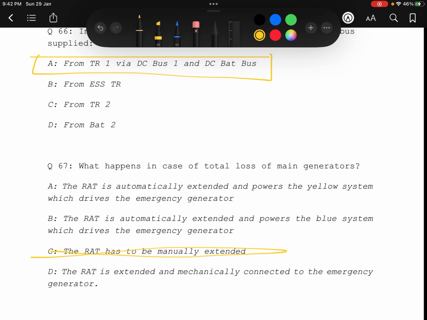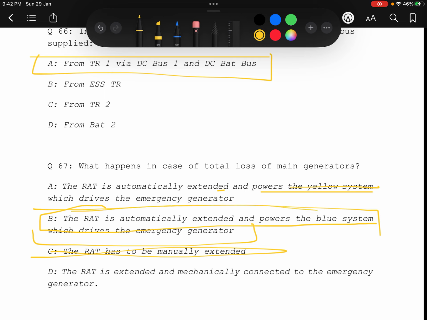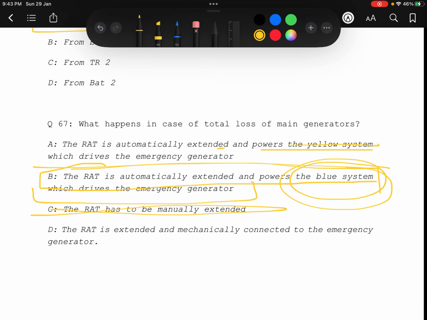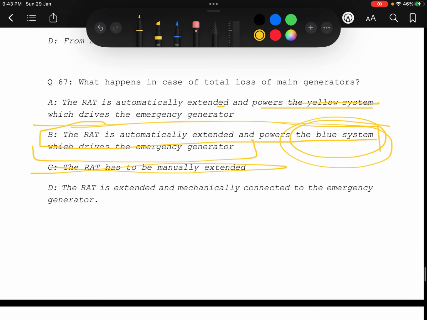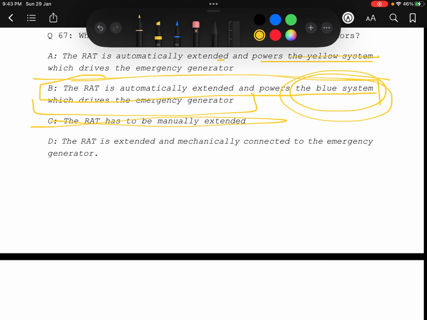RAT is automatically extended and powers the yellow system. What is this? No. RAT is automatically extended and powers the blue system, which drives the emergency generator. Yes, seems correct. If you have gone through the hydraulics chapter, then I'm sure you know how it is supplying the blue system and what the blue system is. If you are not able to get your answer, then you can first read the hydraulics chapter, then you can easily do it. I know it's not a task you can't do. So 67 option bravo is correct.